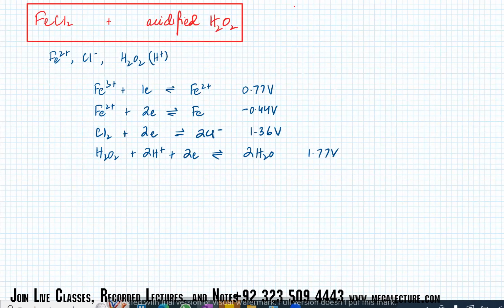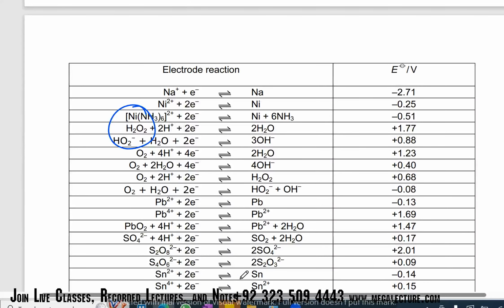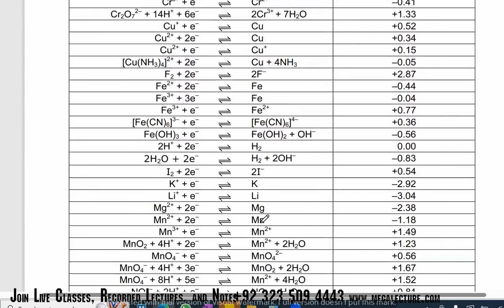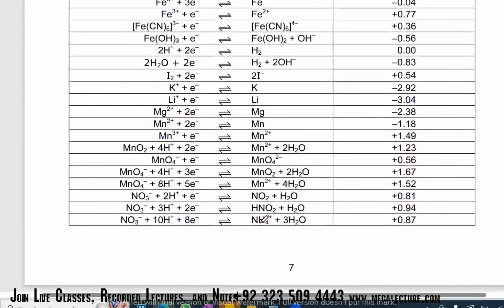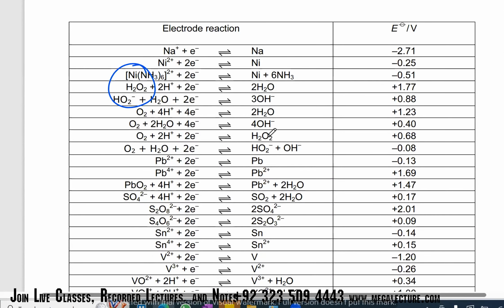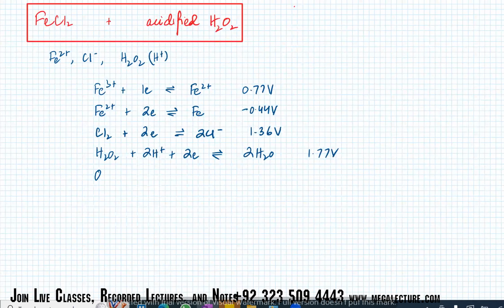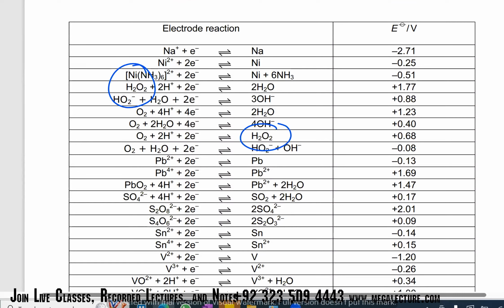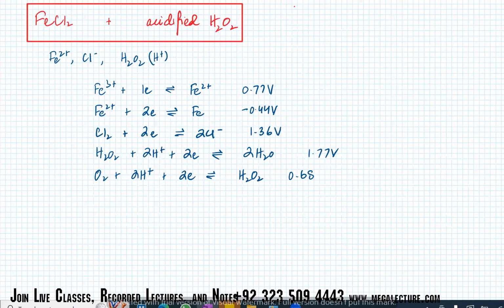And then, is there another equation for H2O2? Yep, I think that's it. There is one, this one: O2 plus 2H+ plus 2 electrons, and it's forming H2O2. And this other one had a value of 0.68 volts. Now again, you're going to look for the highest one.